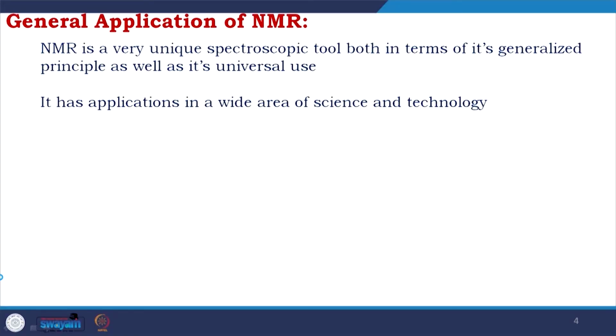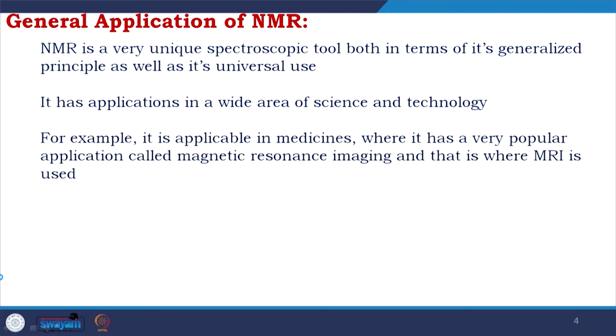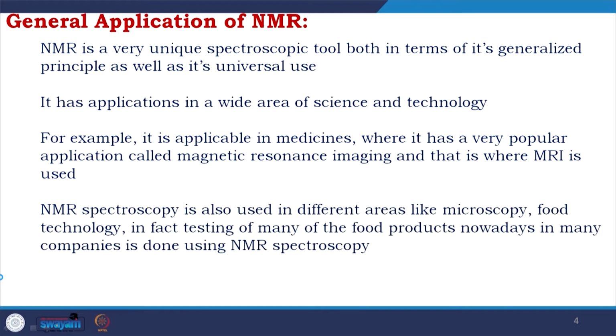On the other side, the application of NMR is also very universal. It has application in a wide area of science and technology. For example, it is applicable in medicine, where it has a very popular application called magnetic resonance imaging, or MRI, and MRI has brought a real revolution in the world of medical science. NMR spectroscopy is also used in different areas like microscopy, food technology, and in fact testing of many of the food products nowadays in many companies is done using NMR spectroscopy.